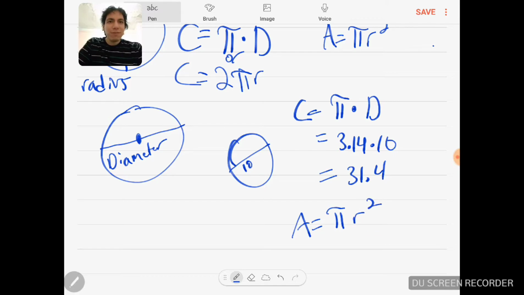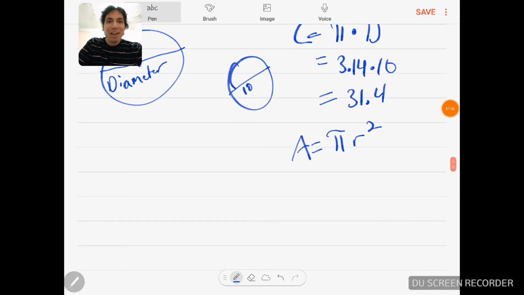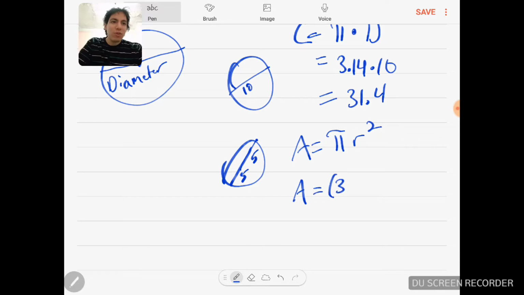What's half of 10? 5. Why? Because remember, the radius is half the diameter. So to figure that out, you just divide 10 by 2. So we know this is 5. Therefore, it will be 3.14 times 5 squared, which is 25. Well, order doesn't matter, honestly. Sorry about that. I'm just trying to erase this. It would be 3.14 times 25.